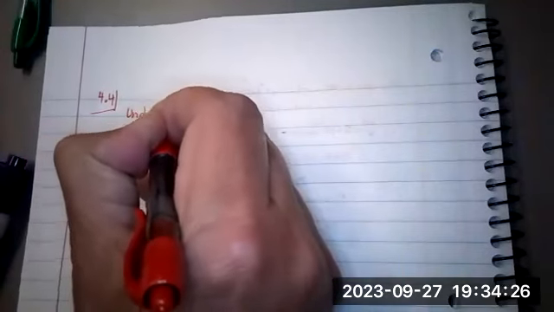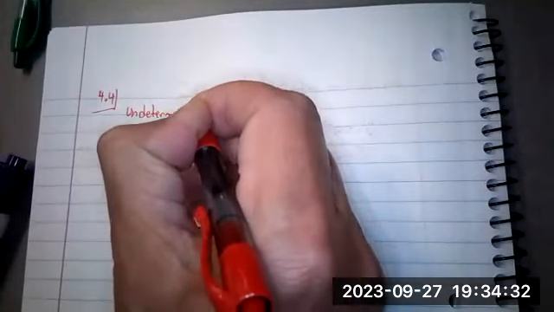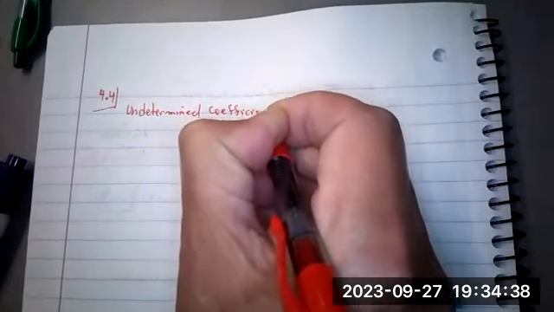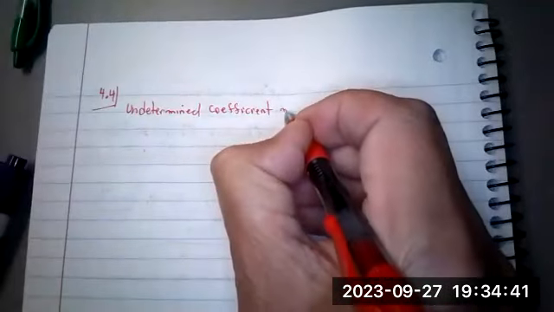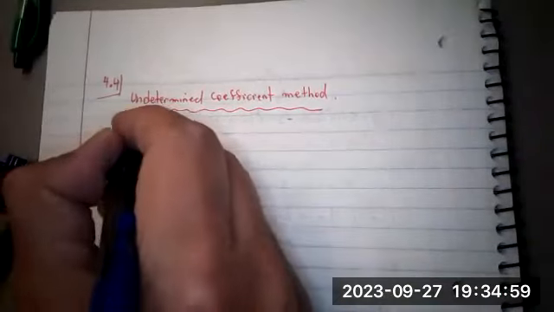4.4, we call it undetermined coefficient. Okay, this is it. Undetermined coefficient method, in order to find a particular solution. I'm going to explain it. So that's the name of the method. You have to recognize it yourself. Okay. And so the restriction first.